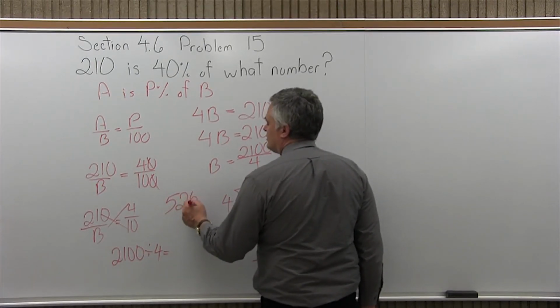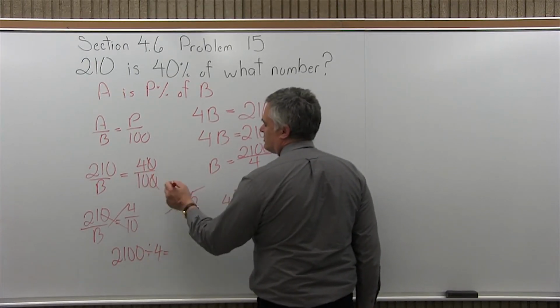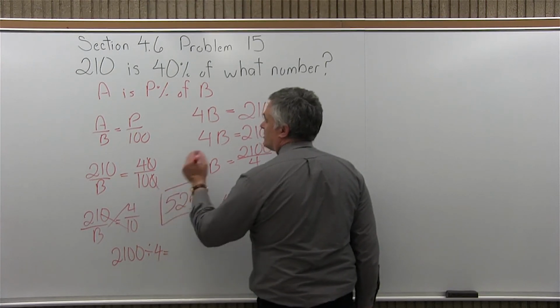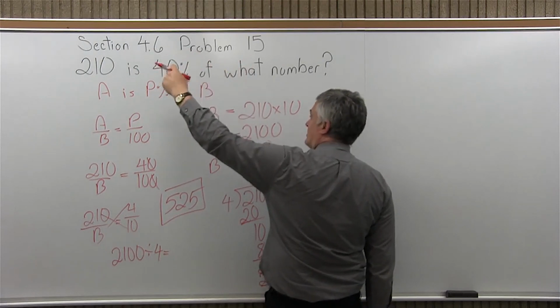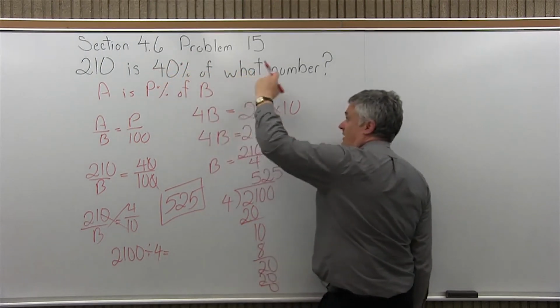And that's the same answer you would get if you reduced. If you didn't reduce, or you reduced more, it will come out to 525. And that's the answer. So 210 is 40% of what number? 210 is 40% of 525.